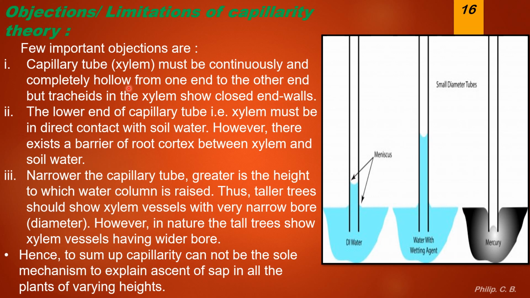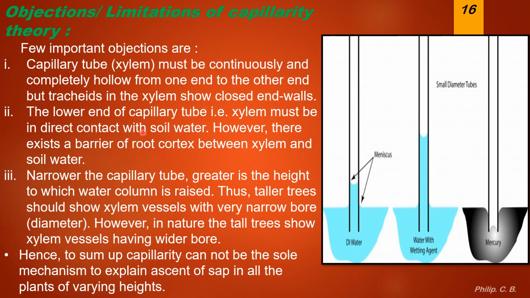So a few important objections. First one, the capillary tube, that is xylem, must be continuously and completely hollow from one end to the other end, but truncates in xylem show closed end walls. So here the capillarity theory cannot be accepted. One of the main reasons: usually a capillary tube is hollow from top to bottom or vice versa, but in xylem the truncates have closed ends, right?